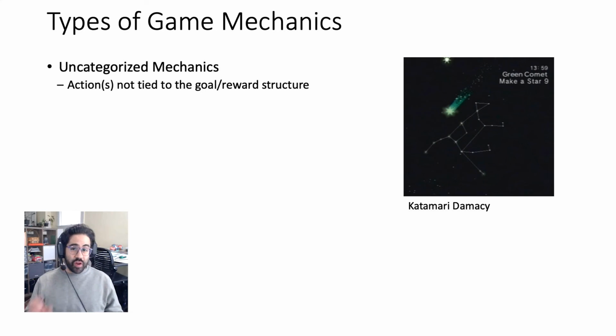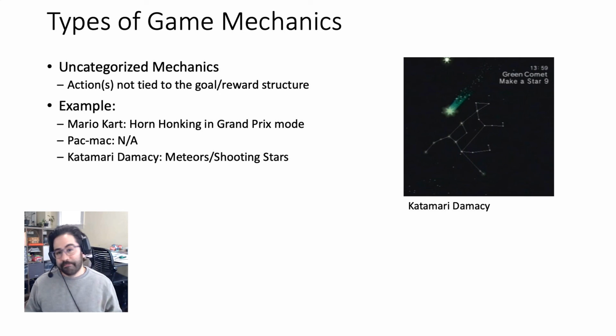Now we could also think about uncategorized mechanics, and those are actions that aren't really tied to the goal or the reward structure of a game. Some good examples of those are in Mario Kart, honking the horn in Grand Prix mode. That's a really fun mechanic, but all it does is honk your horn. It has no real effect other than making a sound on the state of the game. Pac-Man doesn't really seem to have any uncategorized mechanics, but in Katamari Damacy, if you're very fast at rolling up your Katamaris, you'll get to see meteors or shooting stars next to your constellations. Again, it doesn't really affect the state of the game, it's just a little added bonus.